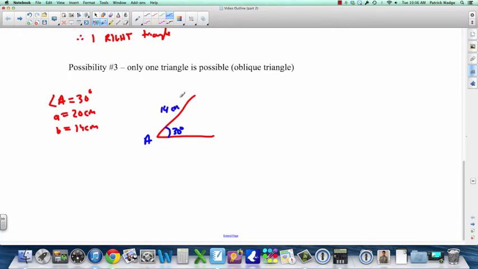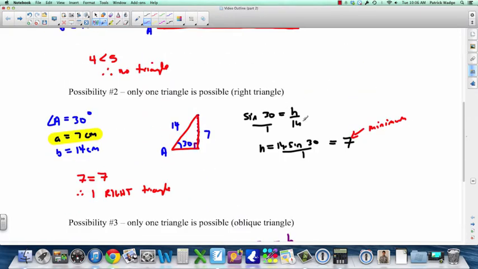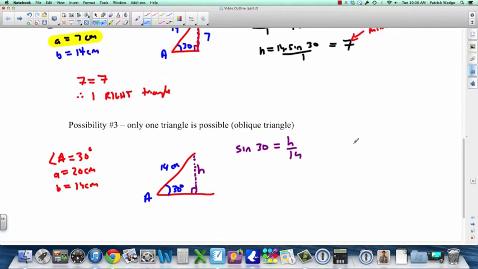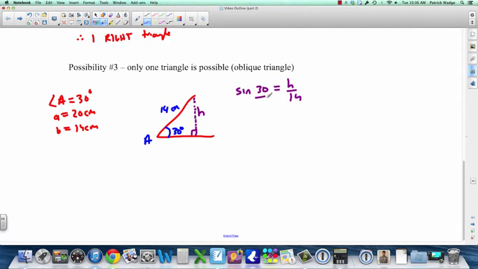And then I want to find this distance right here, which is a right triangle. So I would have to do sine 30 equals h over 14. I believe that's exactly the same thing we did up here. I did that on purpose. So we know the answer is going to be 7 again. So h equals 7. This is the minimum we need. And how much do we have? We have 20. Whoa, that's a lot more than 7, isn't it? 20 is more than 7. So you're going to be able to get one triangle.